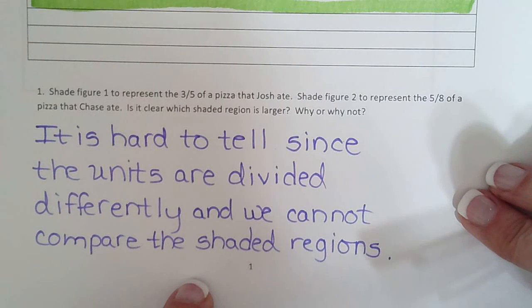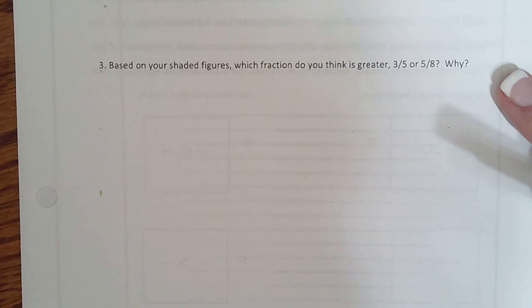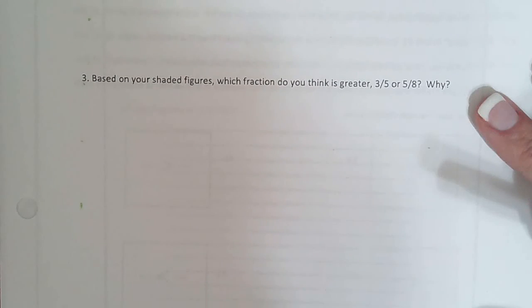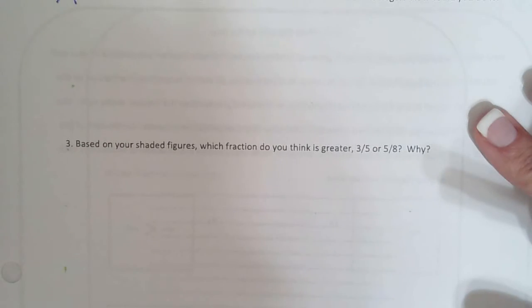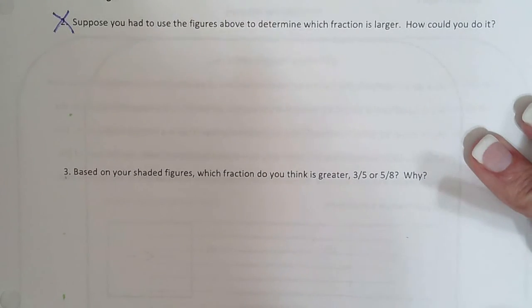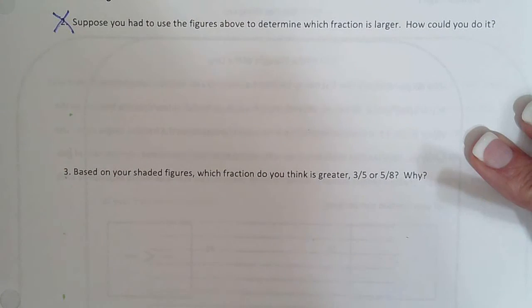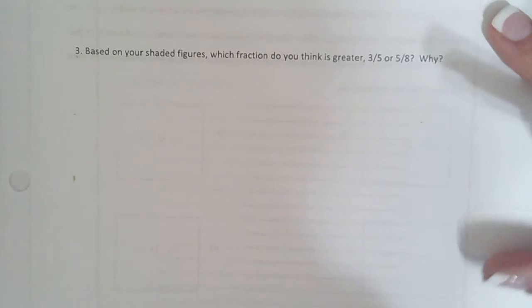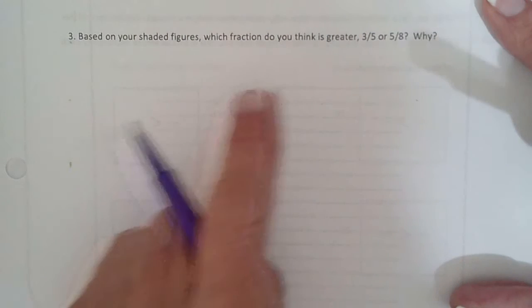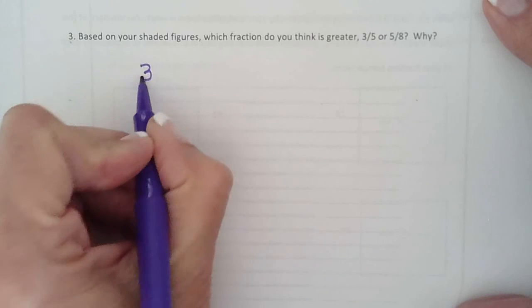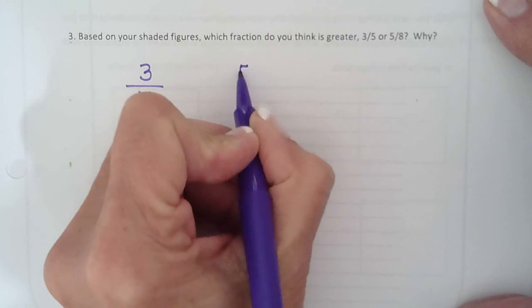So we have 3/5 and we have 5/8. So let's go ahead and skip 2. If we had to use that there, I don't know how we would do it. If we had to use that picture, maybe cut them up and lay the pieces on top of each other and see which one had bigger pieces. I don't know, but we're not going to do that. We're talking mathematical here. So to find the mathematical way, we would have 3/5, 5/8 over here.